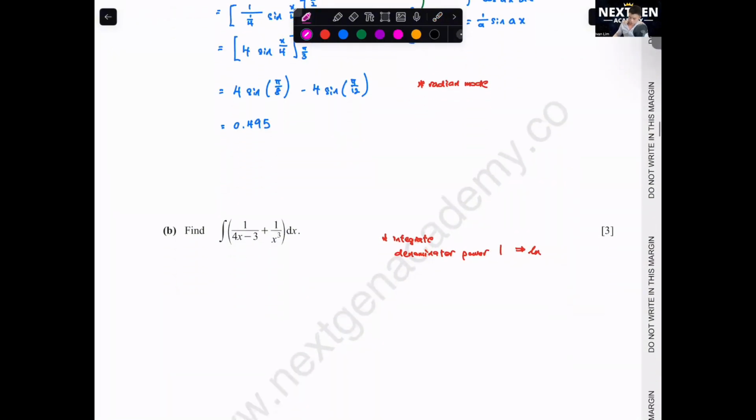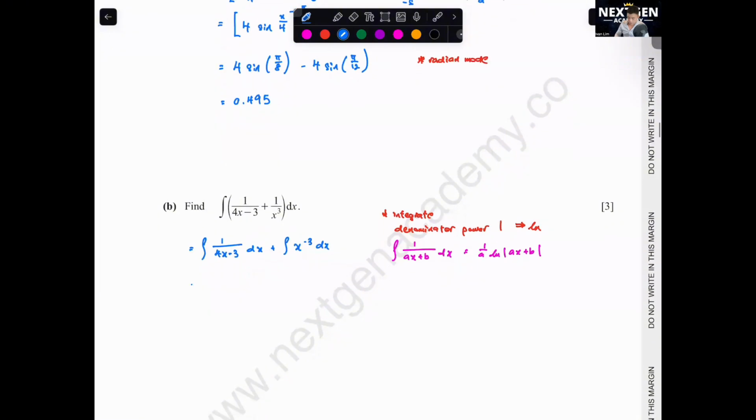Just a short recap on this one. This will be 1 over ax plus b dx, and you get 1 over a ln ax plus b. Let's do this. I will change the 1 over x cubed first, and I will separate it so that we can be clear on how to integrate this. So 1 over 4x minus 3 dx plus integrate x to the power of negative 3 dx. This step is not necessary. The next step only you get the marks. So here the a will be equal to 4. So 1 over 4 ln 4x minus 3 plus x to the power of negative 2, power plus 1, divide by the new power. Then since it's an indefinite integral, you need to plus c.